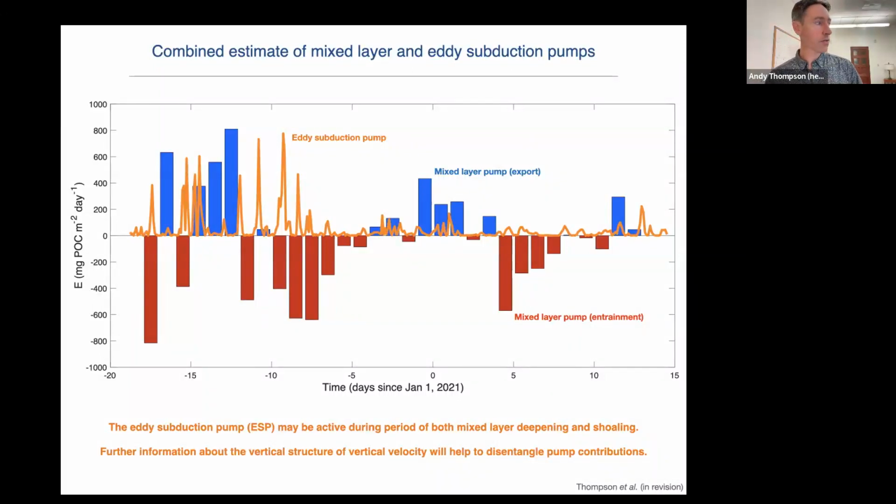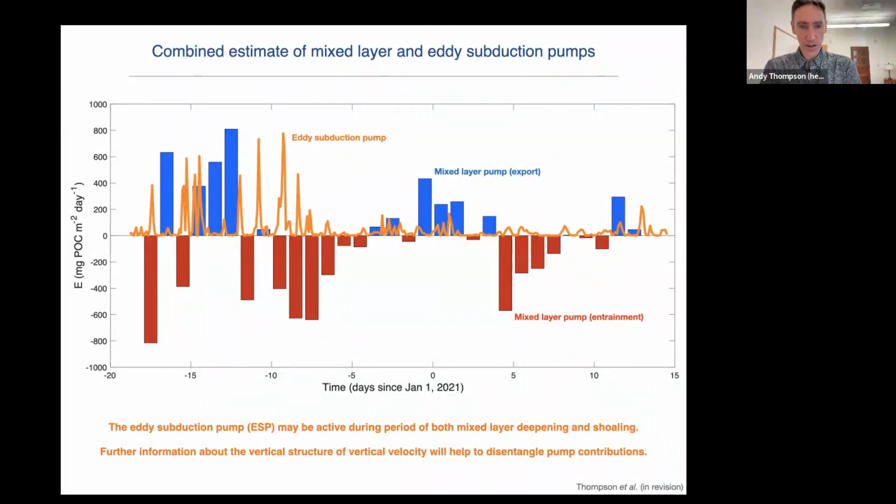Now, I think we are working on a manuscript at the moment, it's currently in revision, that has some discussion about how one works together to add the mixed layer pump and the eddy subduction pump together. Are there times when their contributions should be canceling out? If you add them together, are you double counting? And I think there's still some work here to be done on figuring out how to do that.